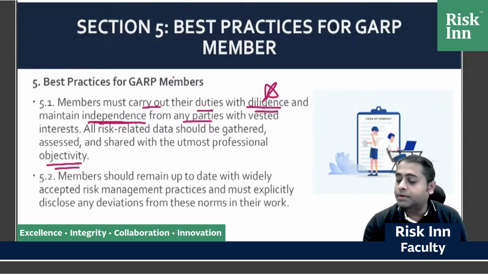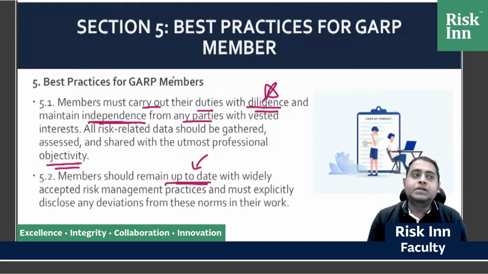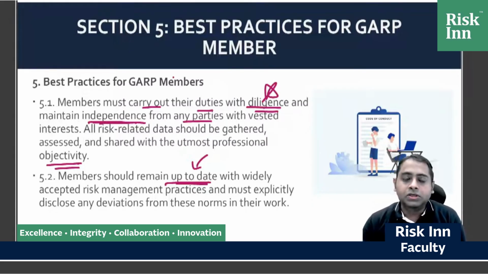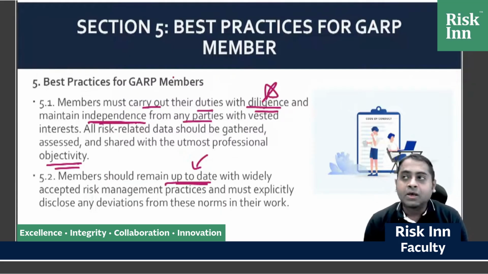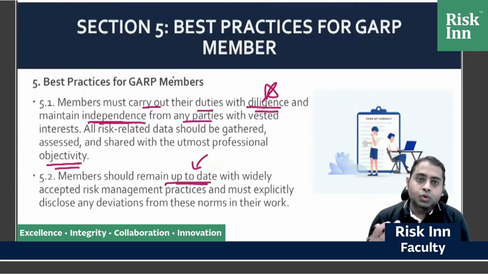Further, you should be updated. You cannot say that I'm working as a bank risk manager and I'm not aware about the basics of Basel. Nobody is asking you to be aware about the detailed rules, but at least you should be aware of the basics. So this is what they are saying: generally acceptable risk management practices which are followed everywhere. You should be aware about those rules and regulations.